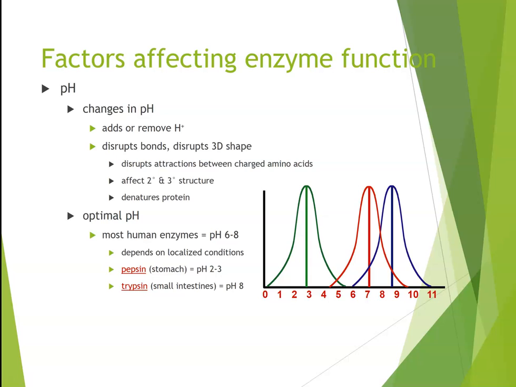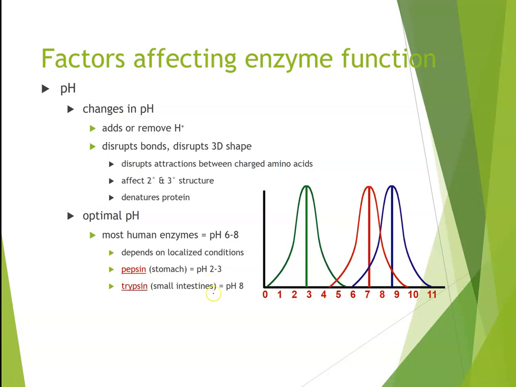And just like with temperature, we have optimal pHs. For most human enzymes, it's somewhere around neutral, which is 7. So the red one here would be human. So that would be 6 to 8. But then in other locations in our body, like our stomach, for example, the enzyme pepsin works best. That's the green one here, at a pH between 2 and 3, because that's acidic. That's like our stomach acid. That's where it works the best.